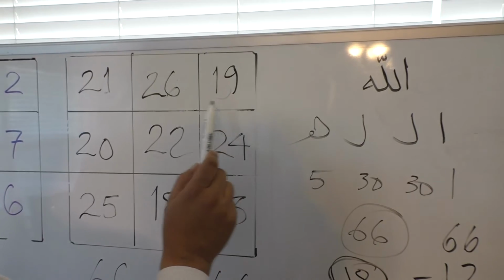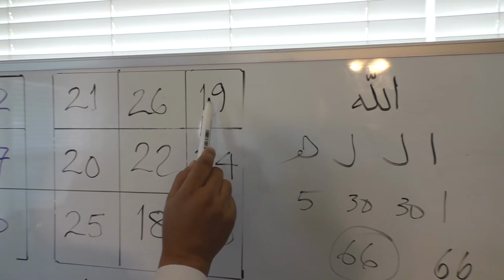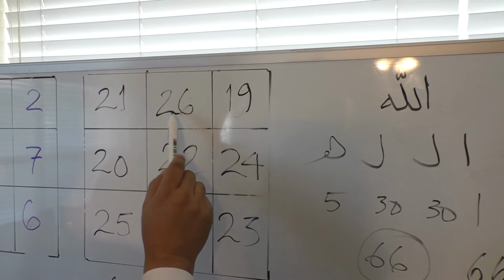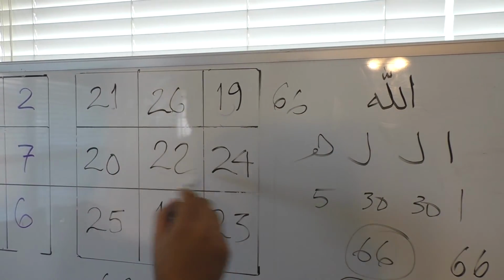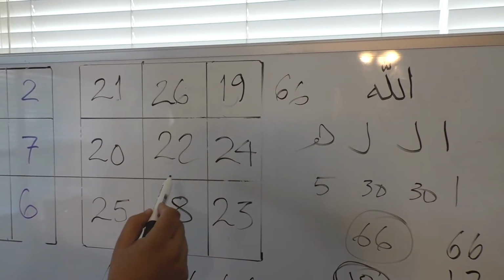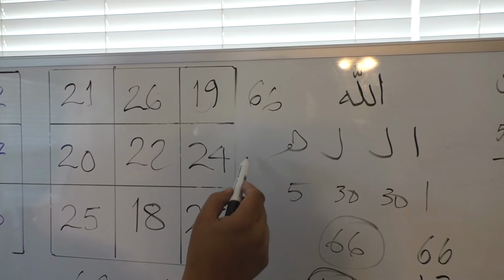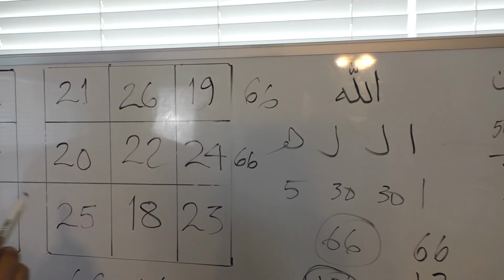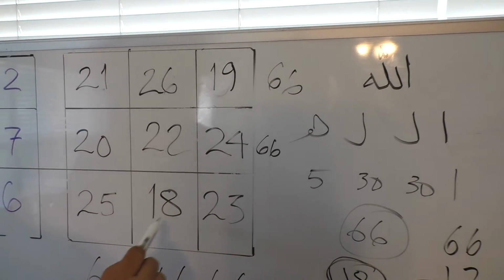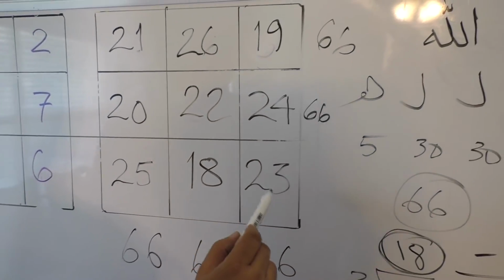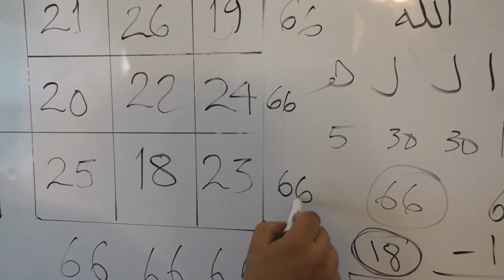Let's go across. 21 plus 26 plus 19. So if you put the 1 over here, that's 20. 20 is 40. 40 plus 26 is 66. Let's do something like that here. So 20 plus 22 is 42. Plus 24 is 66. 25 plus 23, that's going to be 48. Plus 18, again, is 66.